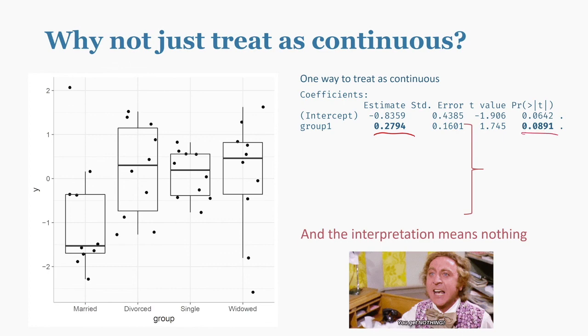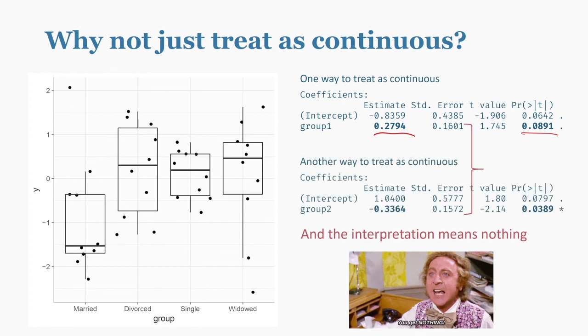Okay, but then let's pretend that you had coded it a different way. Maybe you coded it 4 through 1 instead of 1 through 4. Well, that might result in this output, which as you can see is totally different. In this case, your estimate is negative 0.3364, and your p-value is statistically significant. So these are totally different results that have wildly different interpretations. So in order to ensure that your results are valid, it is critical that you use dummy variables when you're working with categorical variables.